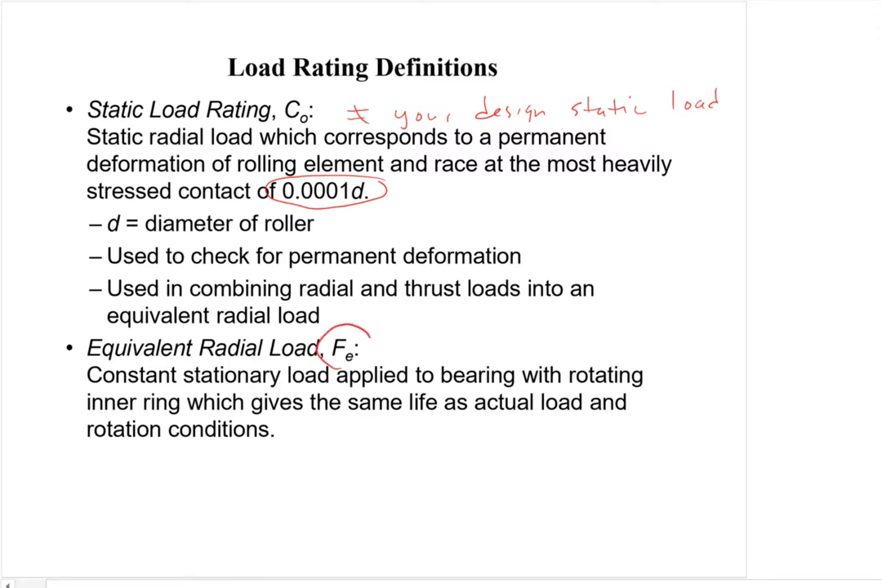Equivalent load down here. This is for a bearing that has both, how we'll be using it is for a bearing that has an axial load and a radial load. So FA and FR, that's axial and radial. And what we'll be using F sub E for is essentially calculating an equivalent radial load for a bearing based on what the actual required axial and radial loads are.